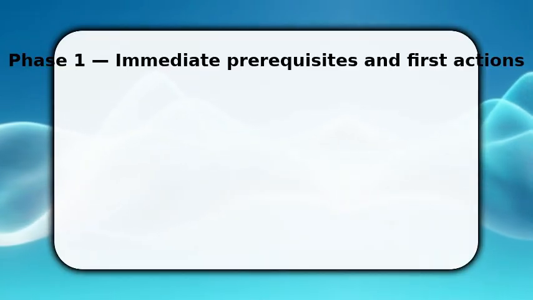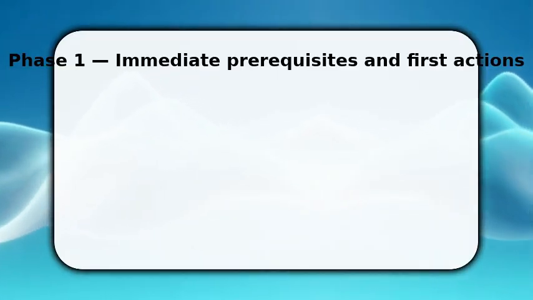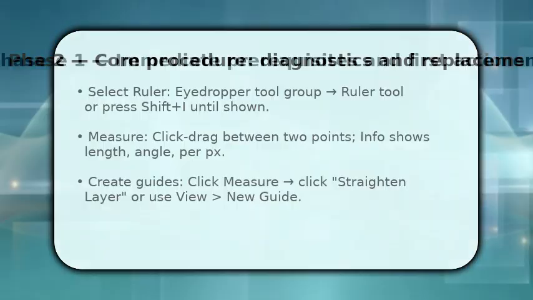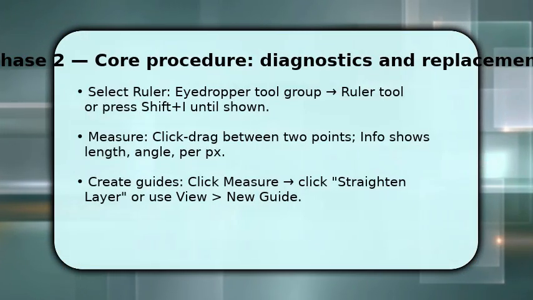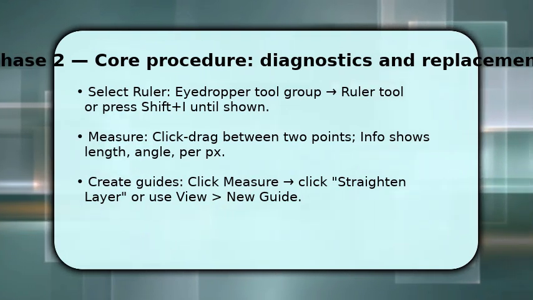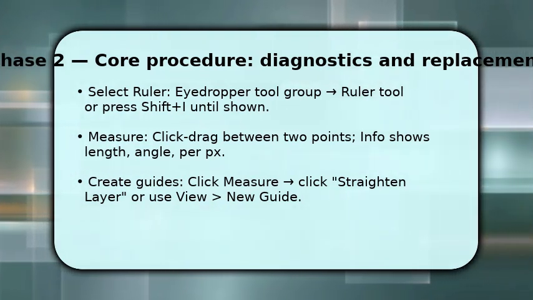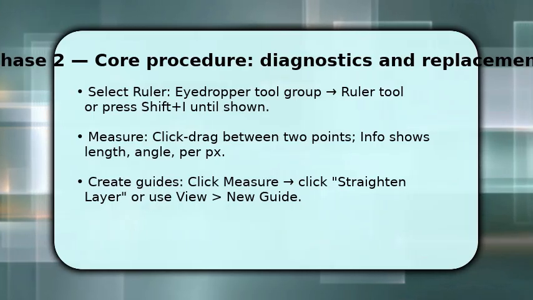Once done, zoom to the area you'll measure. This reduces parallax errors and makes the ruler snaps more precise. You then switch to the ruler tool from the eyedropper group. If you press Shift plus I, you'll cycle through until it appears. Click and drag between two precise points to get length and angle in the info panel.